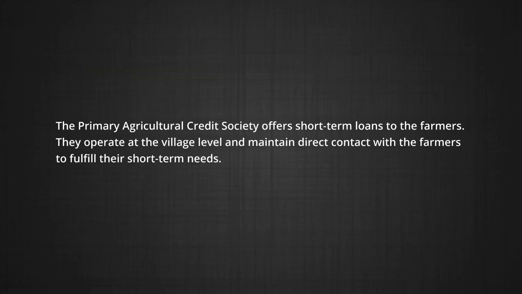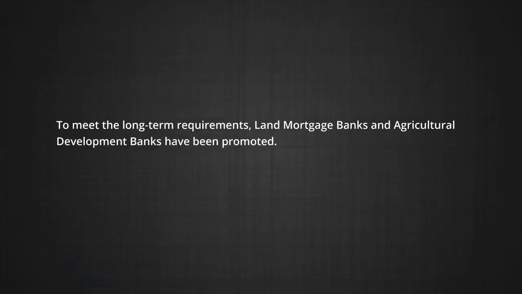The primary agricultural credit society offers short-term loans to the farmers. They operate at village level and maintain direct contact with the farmers to fulfill their short-term needs. For its own requirements of finance, it is linked to a central cooperative bank which operates at the state and district level. At present, there are more than 350 such banks. To meet the long-term requirements, land mortgage banks and agricultural development banks have been promoted. The loans are primarily meant for the purchase of tractors and tube wells.